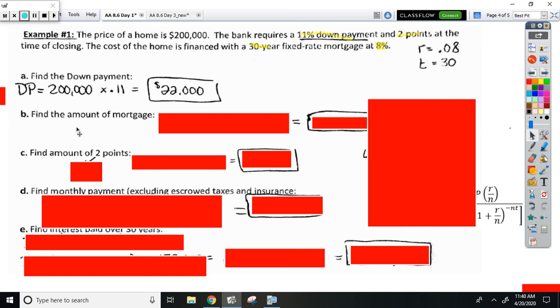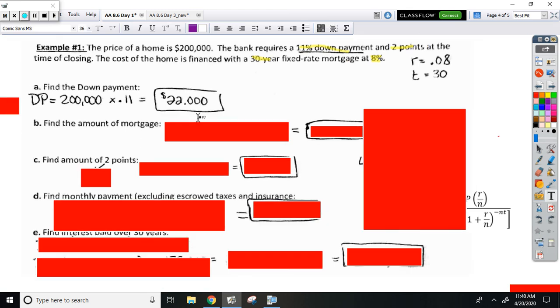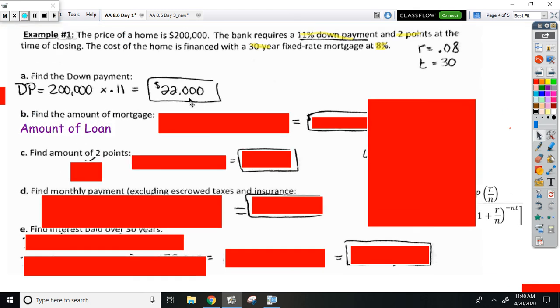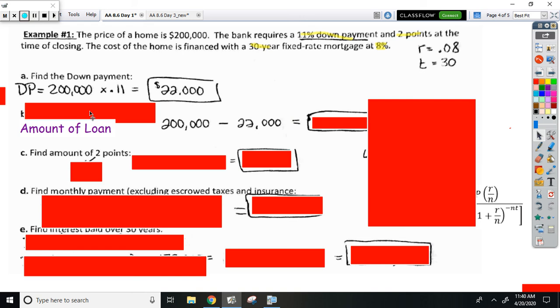To find the amount of the mortgage, which is also known as the amount of the loan, the amount of the loan will be how much you're actually borrowing. So if you're paying this amount up front, we just need to subtract that from the purchase price. So $200,000 minus $22,000 gets me that the amount of my mortgage is $178,000.